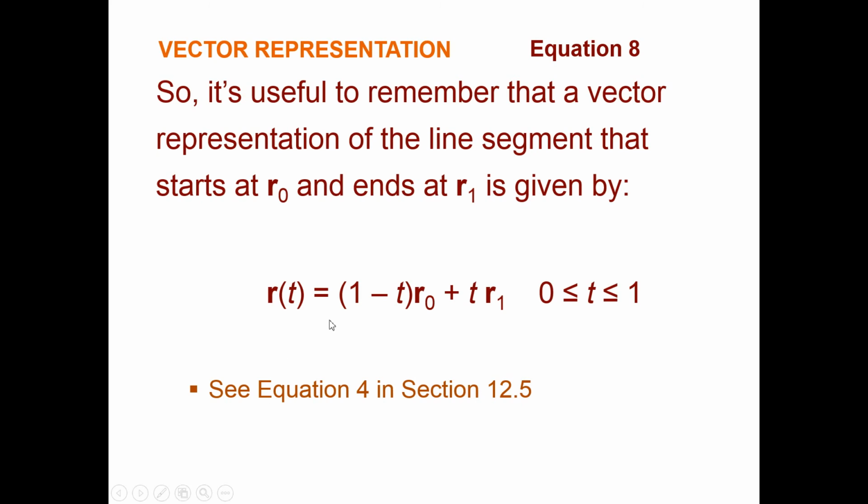So here we go. This is the vector equation of line. It is useful to remember that the vector representation of the line segment that starts from r0 and ends at r1, and we learned this again in calculus 1 in semester 1, is r(t) equals (1 minus t) r0 plus t r1, where t lies between 0 and 1. So this is very important. t lies between 0 and 1.